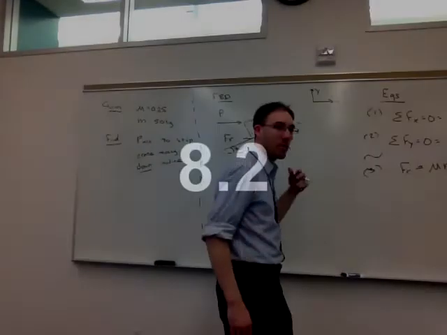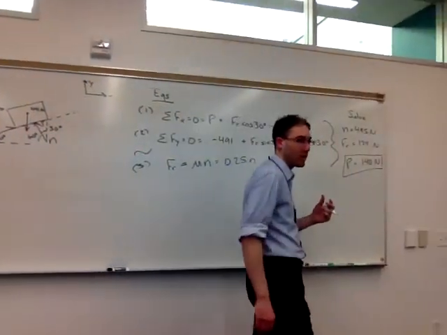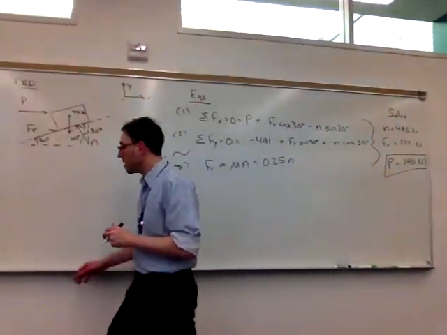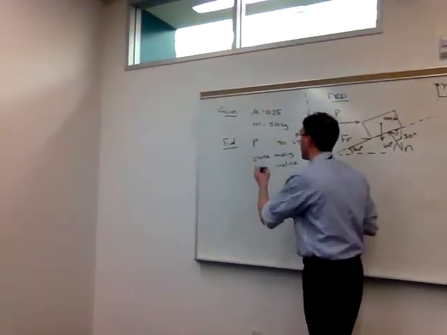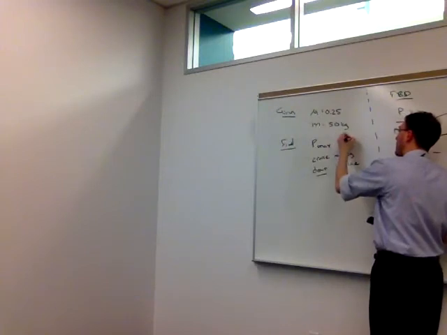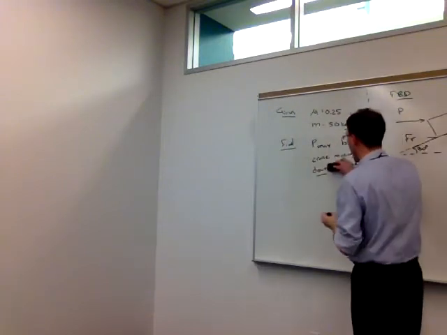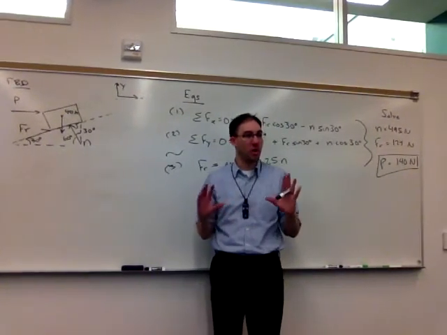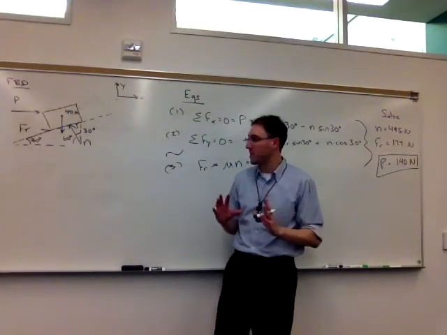In the second question, we're asked, what's the hardest we can push the crate before it starts to slide up the hill? So the givens are the same. So it's P max before the crate moves up the incline. It's still in static equilibrium, but now we're pushing harder, and it's on the verge of sliding uphill.